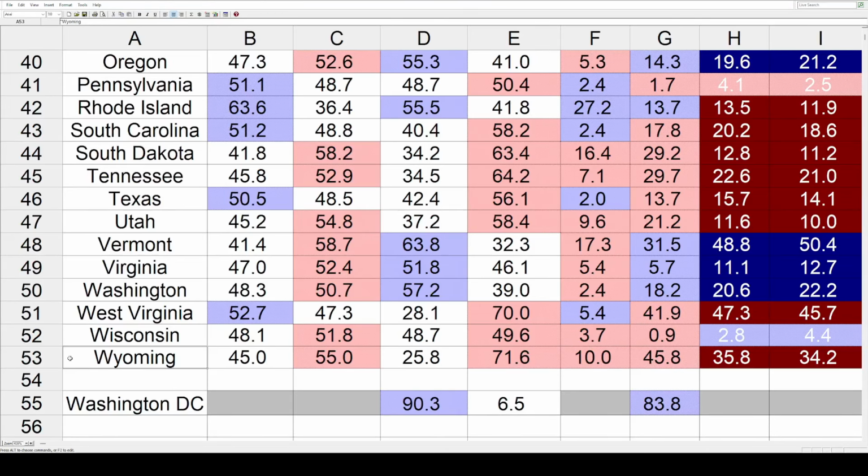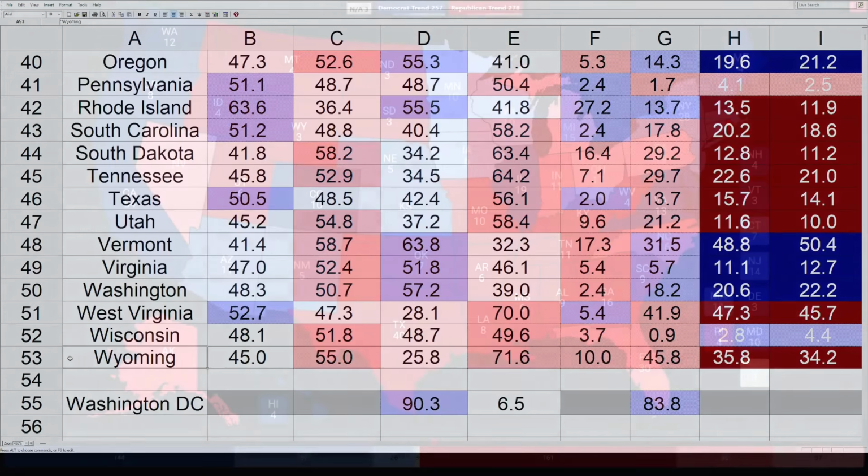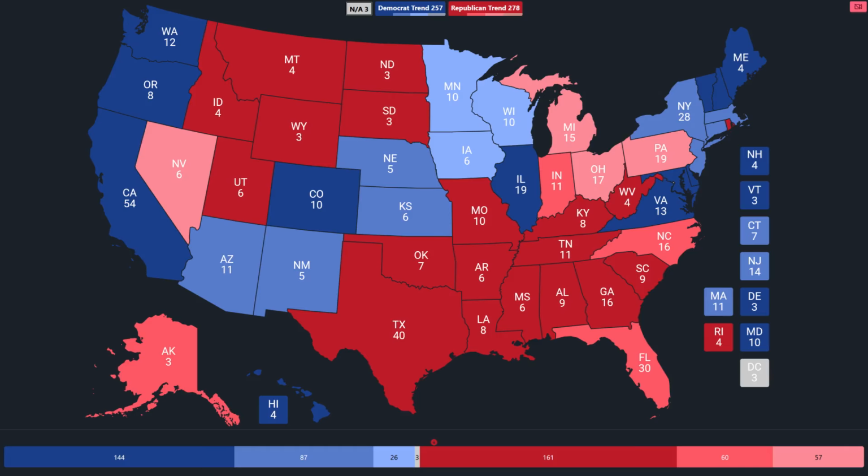If you want to help visualize this data, let's put it on a map. Here's what we've got. It's similar shading, 3 levels of it. The darkest colors are 10 or more. The lightest colors are under 5%.